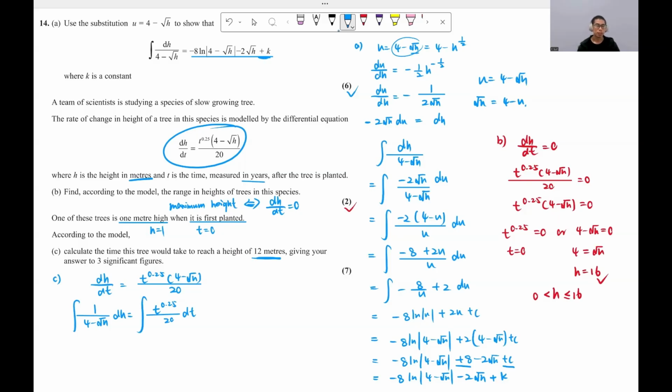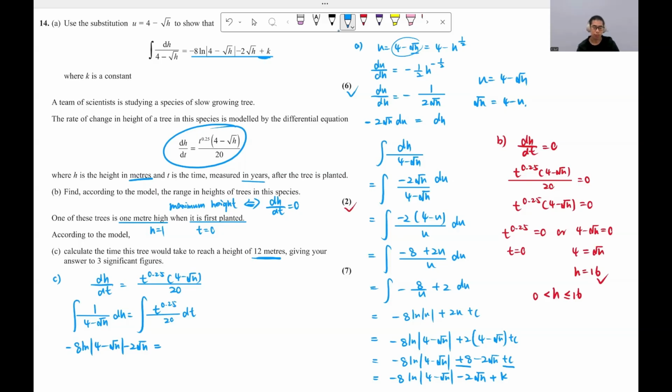Now we know from part A the integral of dh over 4 minus root h, so we can use the result from before straight away. That would be negative 8 ln of (4 minus root h) minus 2 root h. We don't really need to put plus k here. You can put it here, but it's not necessary. Normally I always just put a plus c at the very right. So I will put plus c later.